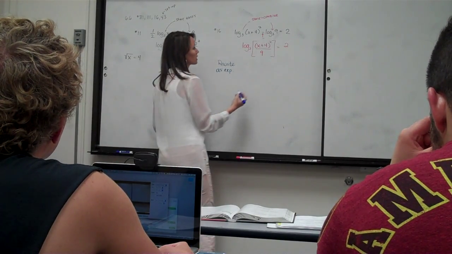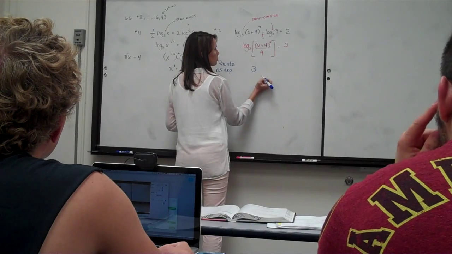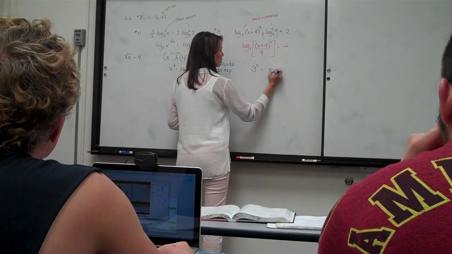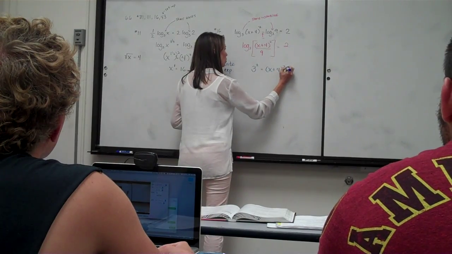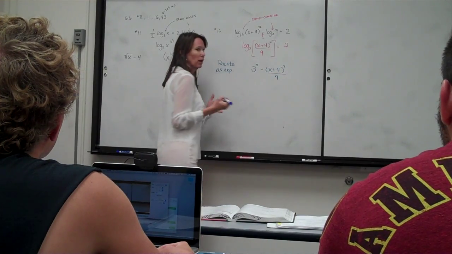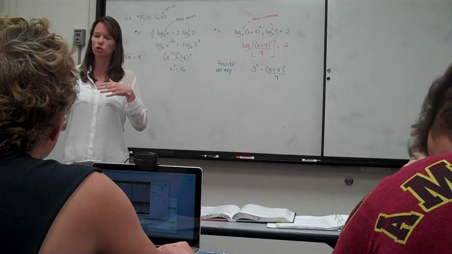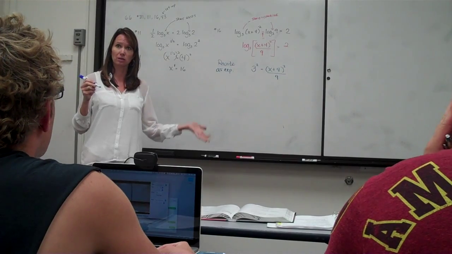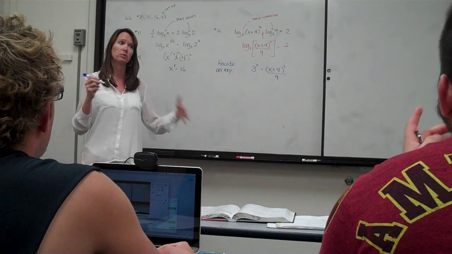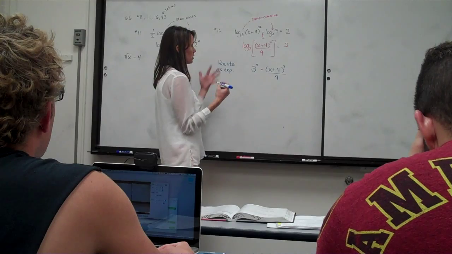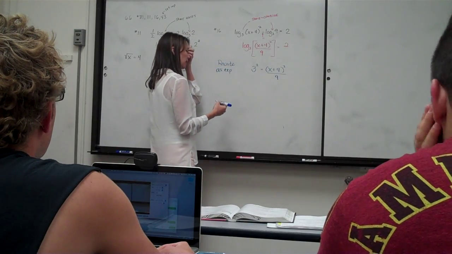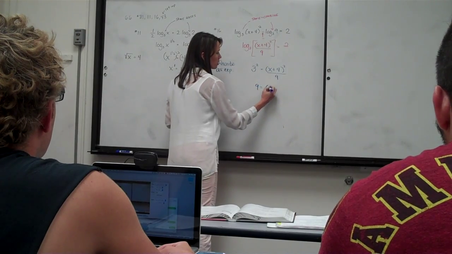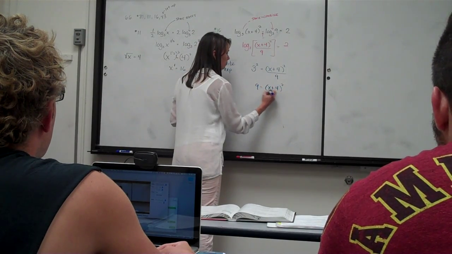Okay, so what's your base? 3. What's your power? 2. What's the result? x plus 4 squared over 9. Anytime you get stuck, usually if you just do the opposite: if it's in log notation, write it in exponential; if it's in exponential, write it in log. When you get to those, like, I don't know what to do, usually it's a rewrite at that point. The 3 squared is 9, right? And this is all just a normal problem to solve now.